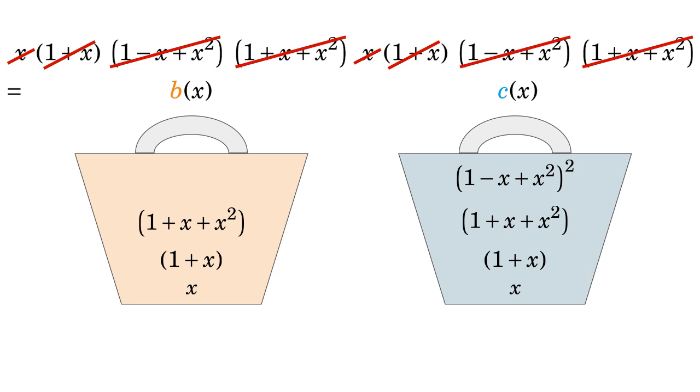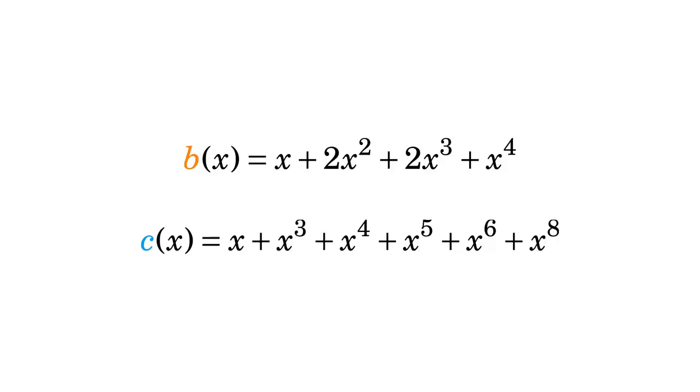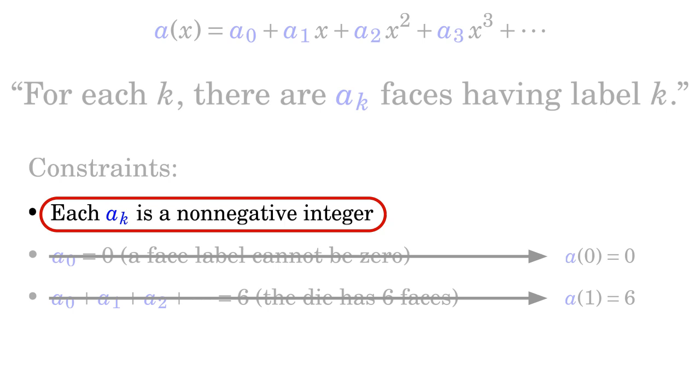After expanding all the products, we end up with these polynomials: x plus 2x squared plus 2x cubed plus x to the fourth, and x plus x cubed plus x to the fourth plus x to the fifth plus x to the sixth plus x to the eighth. These polynomials work. We did get lucky here. We didn't do anything special to make sure b and c satisfy the constraint of having non-negative coefficients, but they do. I'm not aware of any deep reason this had to be the case. As far as I know, that's a coincidence.